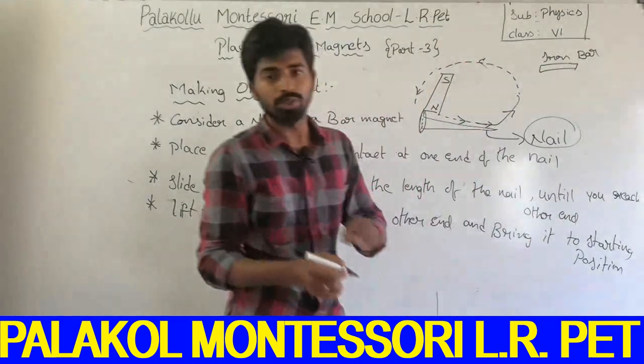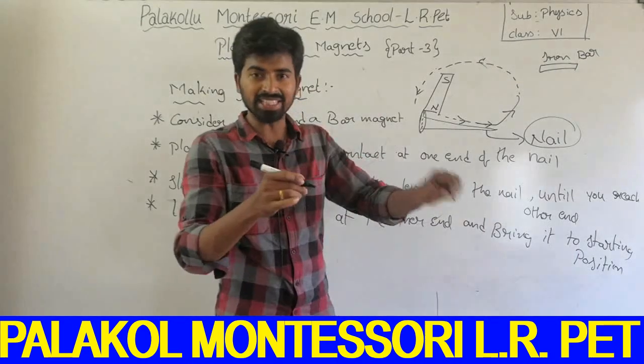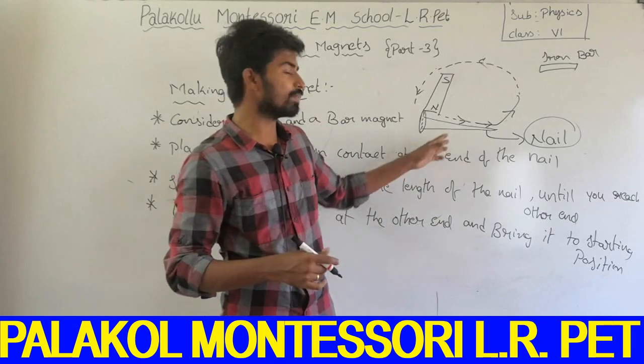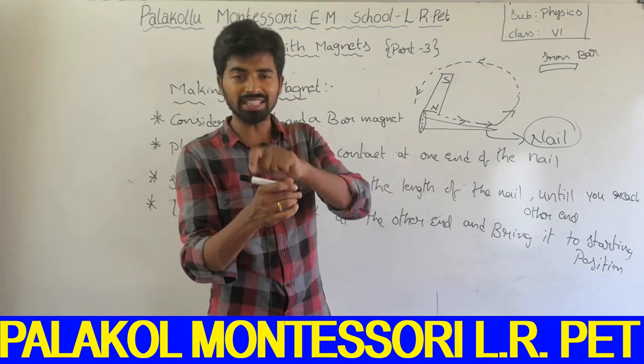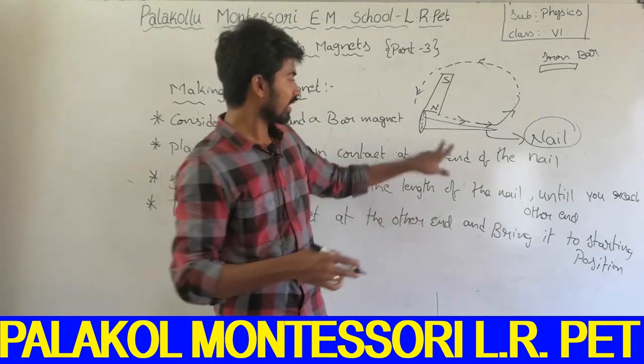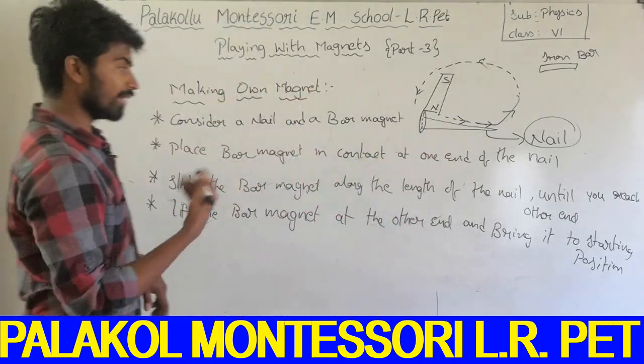So what you have to do? You have to rub the magnet in one direction. If you rub in irregular directions, it will not become a magnet. You have to take the magnet and rub the magnetic substance in one particular direction only. Then this magnetic substance will become a magnet.